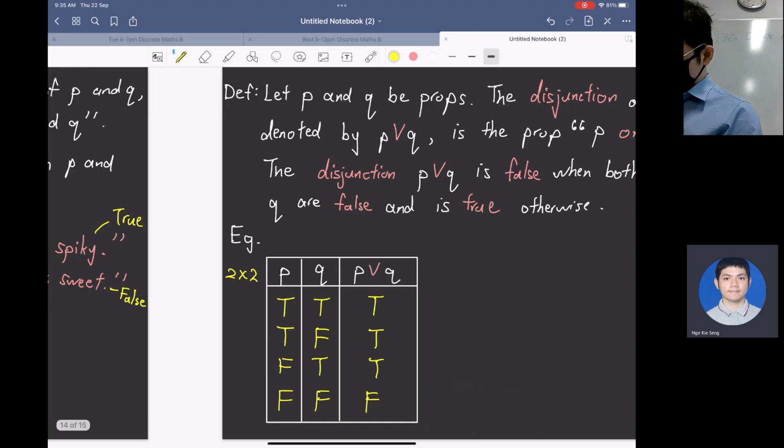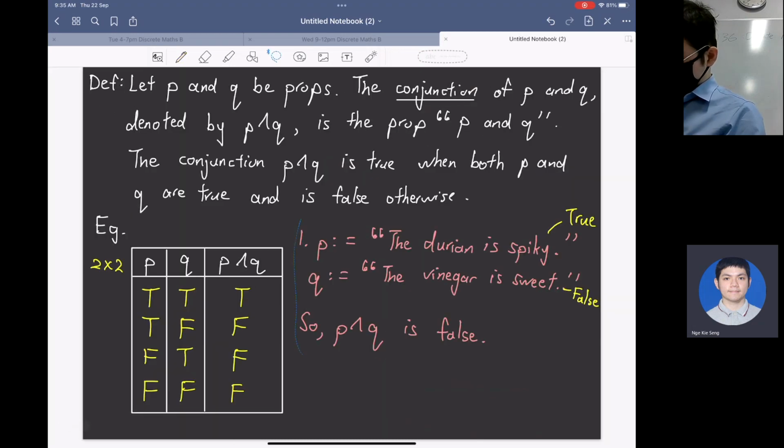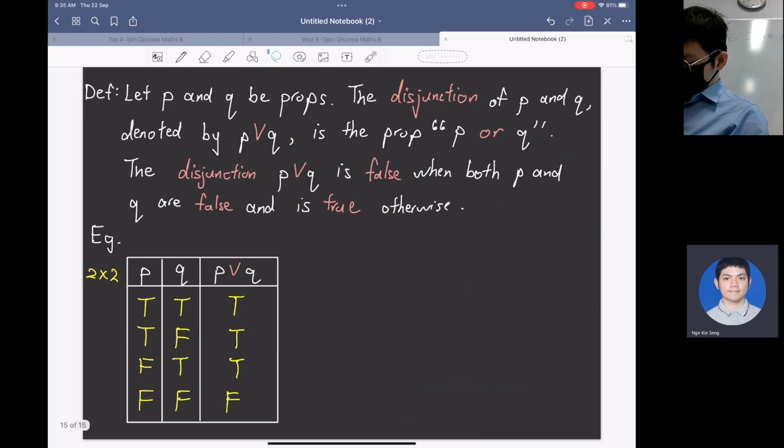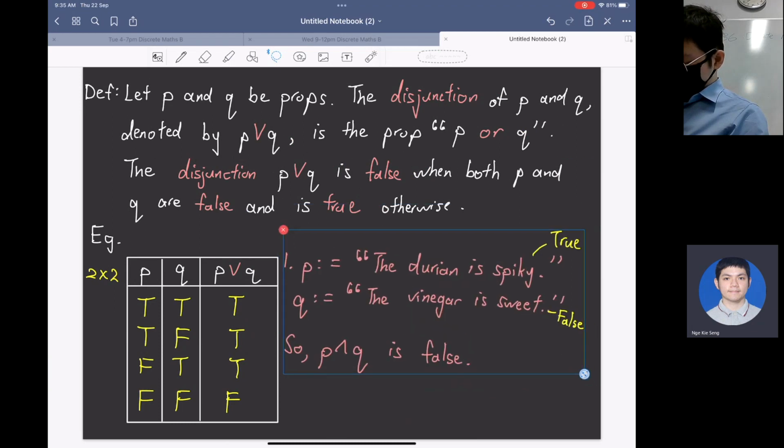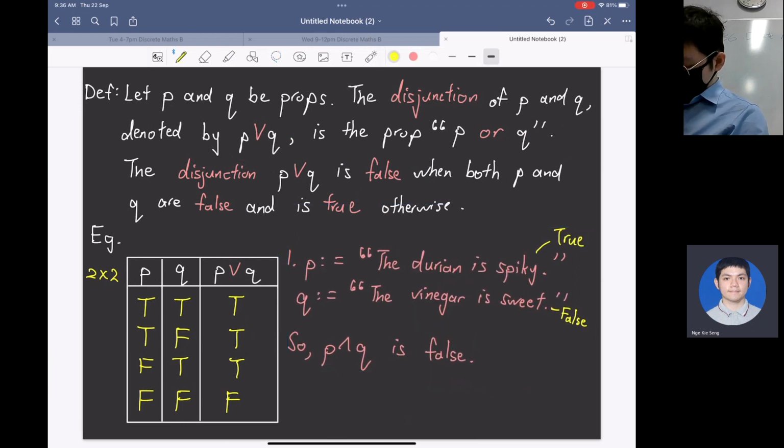Good. Very good. So same example again. Now the question changed. So is P or Q true or false? True. Why? Because P is true. As long as one of them is true, then P or Q is true.